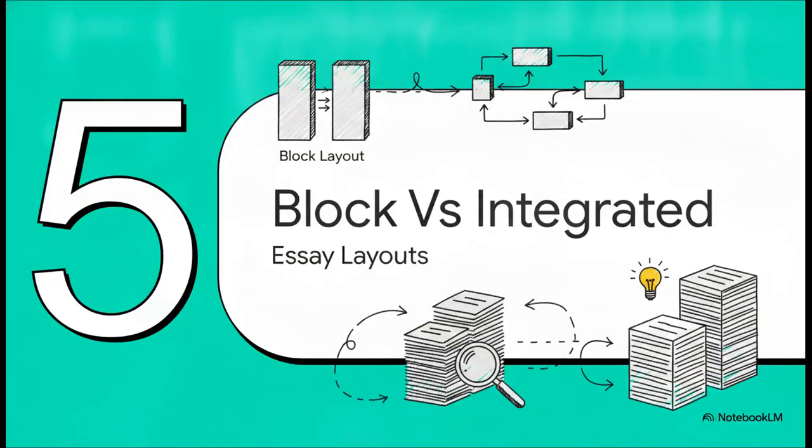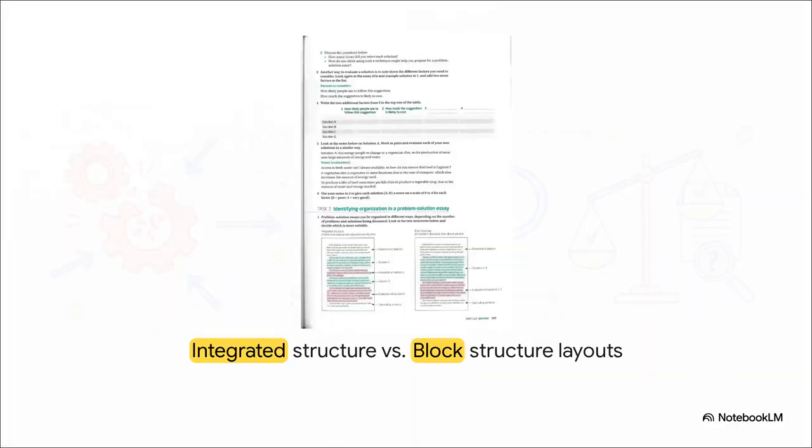All right, Section 5, Block versus Integrated Structures. Now that we've got the language down, let's look at how these arguments are physically built on the page. There are two primary blueprints for essay layout. In an integrated structure, an author presents a problem, offers a solution, and then immediately evaluates that one solution before moving on to the next.